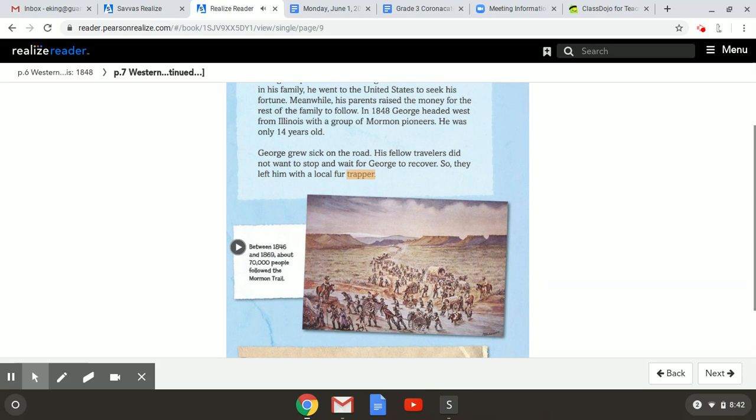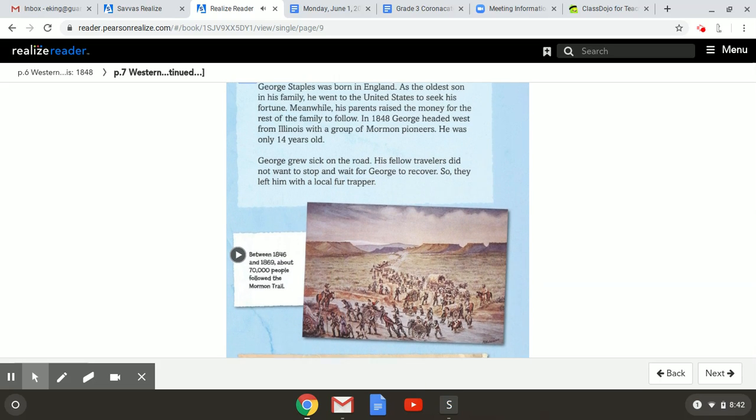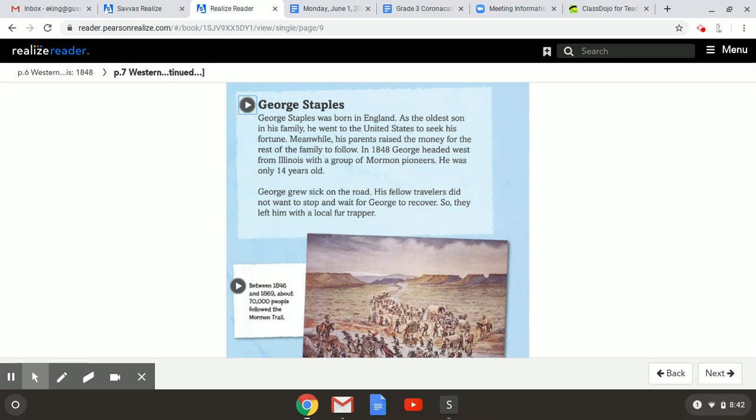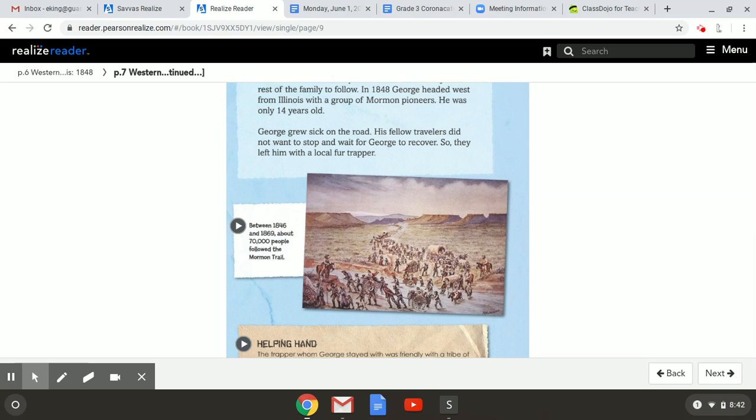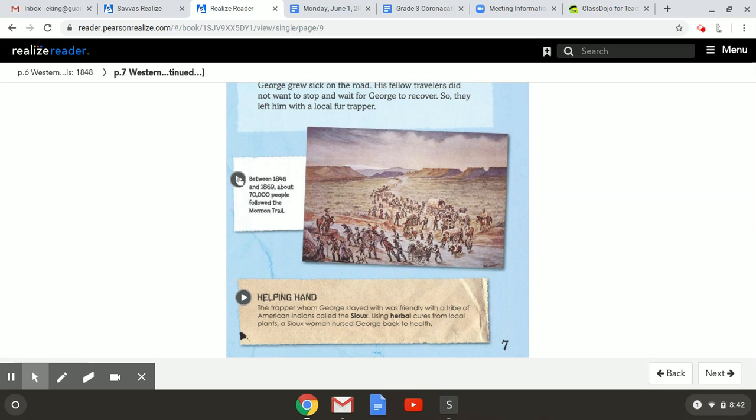local fur trapper. Wow. Imagine being only 14 years old on the road heading west and then getting sick. So everyone says, okay, you got to stay behind with a stranger. I'd be scared if that were me. Between 1846 and 1869, about 70,000 people followed the Mormon Trail.